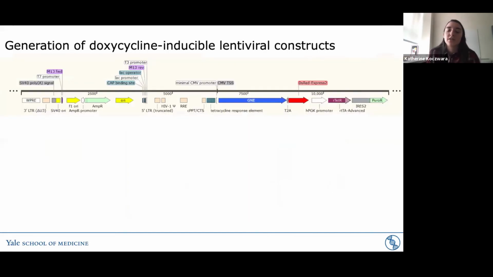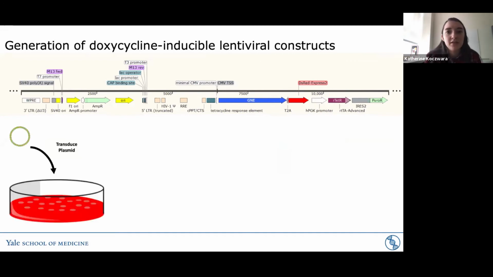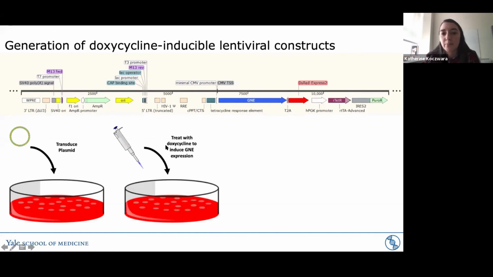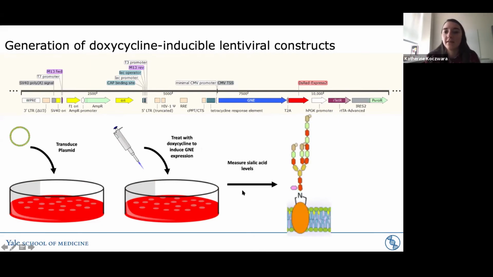So I've created a construct that expresses GNE under the control of a tetracycline response element. And what this means effectively is that we're able to control the level of GNE expression that we're getting from this construct. And so the way this works is we transduce this lentiviral plasmid into a cell line, and then we can treat with a chemical called doxycycline that induces the GNE to express. So depending on how much of this compound we use, we can vary the amount of GNE that is expressed. And then we can measure the sialic acid levels using the variety of assays that I previously talked about to see how expressing GNE affected the sialic acid biosynthesis pathway.